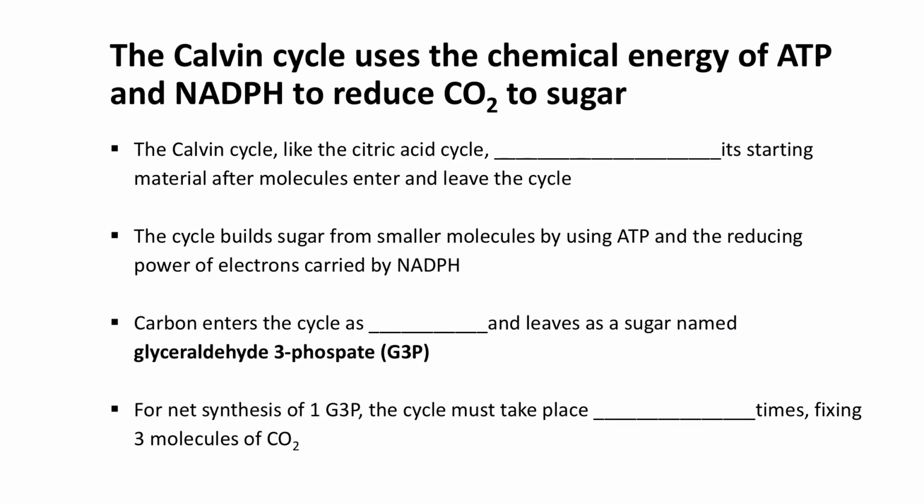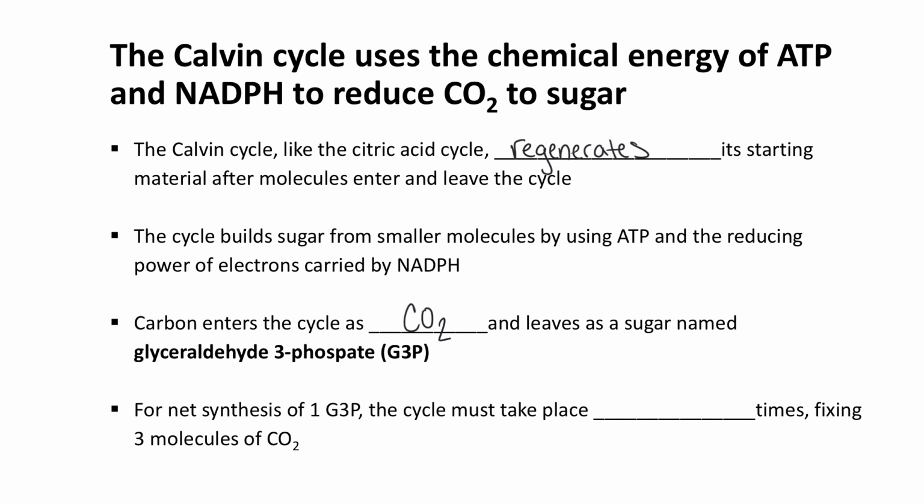The Calvin cycle can be done regardless of whether or not light is present, because these are the light independent reactions. The Calvin cycle, like the citric acid cycle, regenerates its starting material after molecules enter and leave the cycle. The cycle builds sugar from smaller molecules by using ATP and then the reducing power of electrons that are carried by NADPH. Carbon enters the cycle as carbon dioxide and leaves as a sugar named glyceraldehyde 3-phosphate, or G3P.